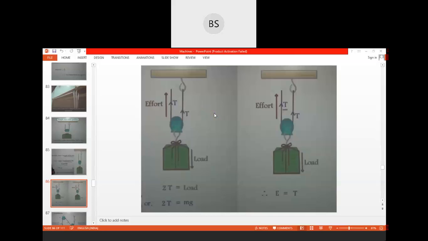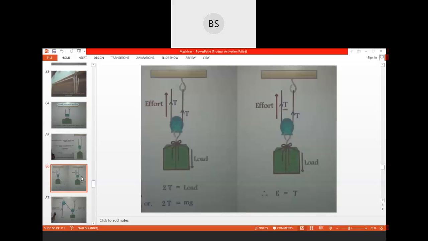In the second picture, on the same slide, you can see that effort is applied in the upward direction, and effort is applied only on one string, correct? Because we are applying effort only on this string, not on both strings. So effort is equal to what? T. So are you clear about why the load is twice the tension and why the tension is only once for the effort? For the load the support is twice, but effort is applied only once. So effort E is equal to T and load is equal to 2T.